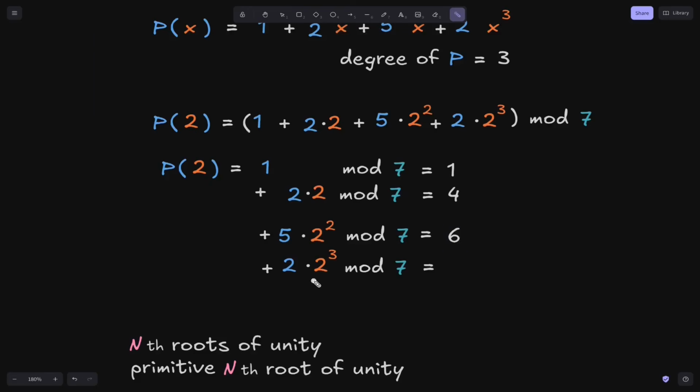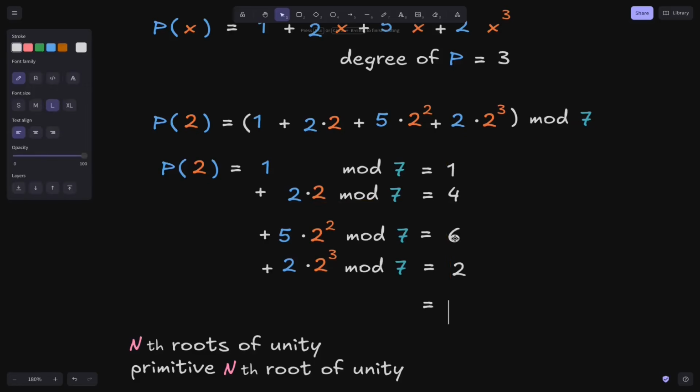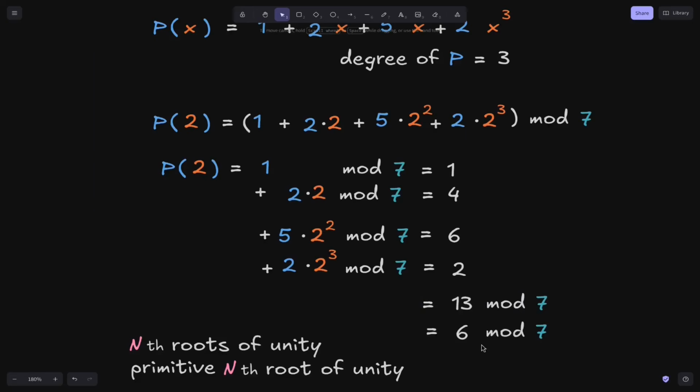Okay, in the last term, 2 raised to the power 3 is equal to 8 multiplied by 2, that is 16. 16 mod 7. 7 multiplied by 2 is 14, so 16 minus 14 is equal to 2. Okay, so we evaluated each term one at a time. The last step is to add all of these up and then take mod 7 again. So this is equal to 4 plus 6 is 10, plus 1, 11, plus 2, 13. 13 mod 7 is equal to 6 mod 7.